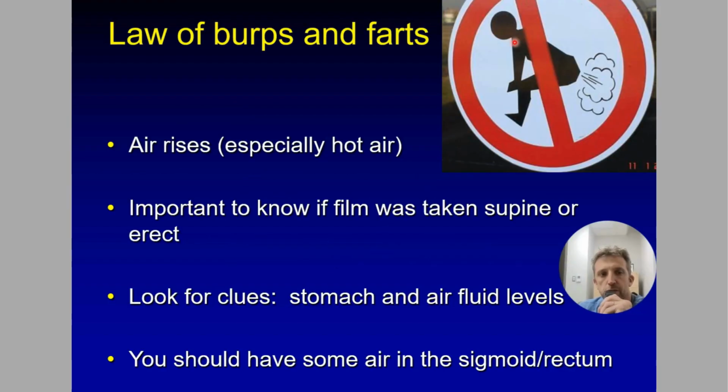So a lot of burps and farts. Remember, air rises, so it's very important to know how the film was taken. Was it taken supine or erect? Because obstruction and free air will look different. So how do we know? Well, a lot of times it will be labeled, but if it's not labeled, look for clues. Look for air fluid levels, especially in the stomach.